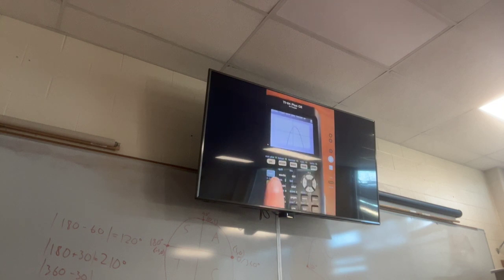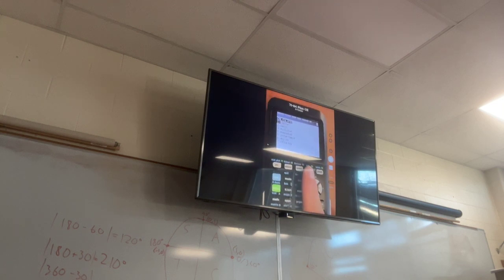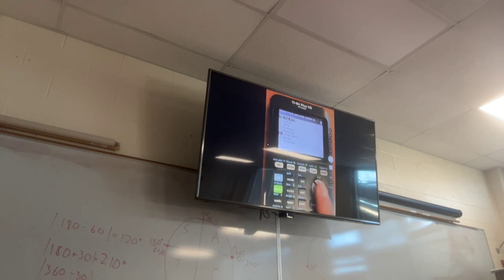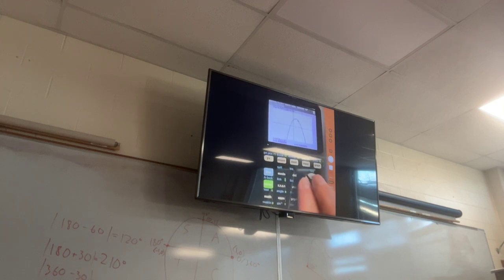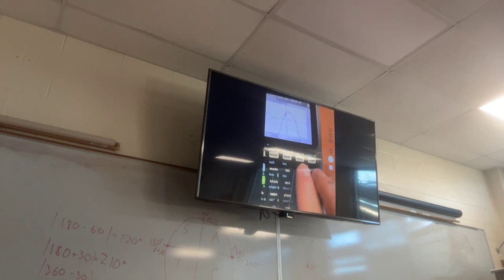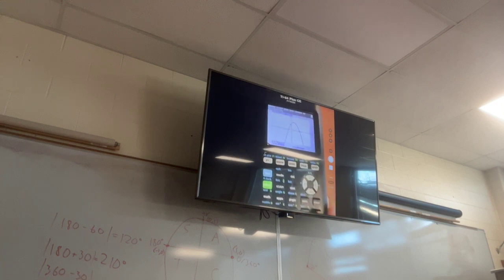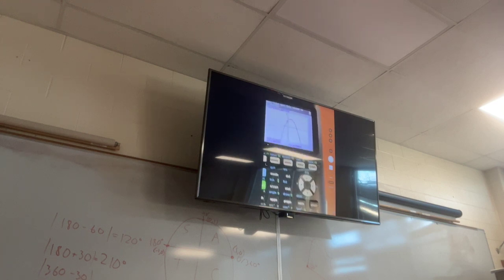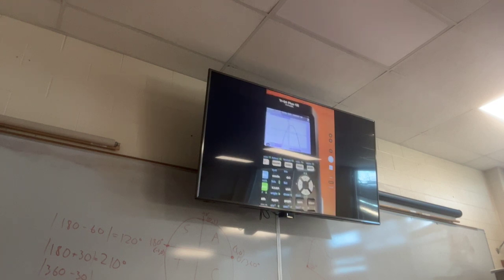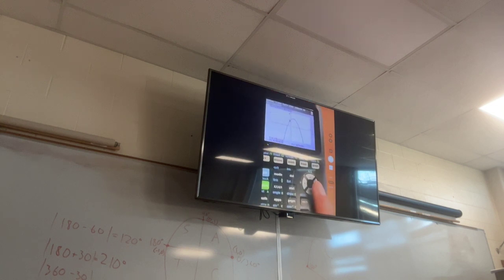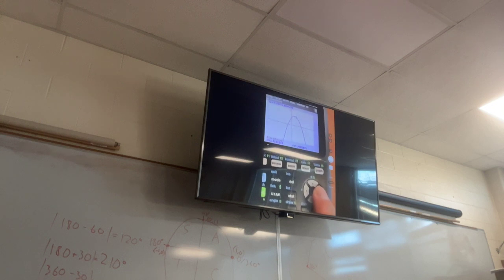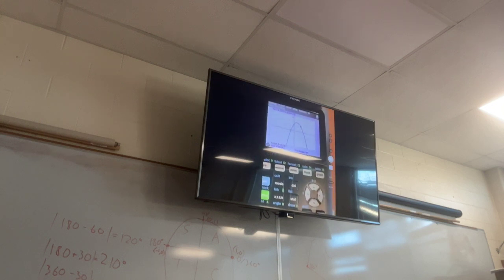So hit second, calc, max. Okay, left bound. Okay, got my cursor. Okay, the right and left arrow keys will move my cursor around. The top and bottom will do nothing. So hit enter when your cursor is somewhere to the left of my peak. When it says right bound, I've got to take my cursor using the right arrow key and slide it somewhere to the right of that peak. Enter. When it says guess, hit enter one more time.